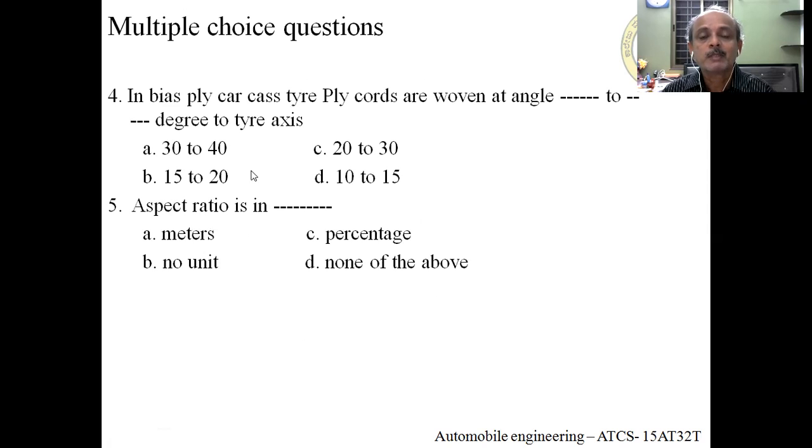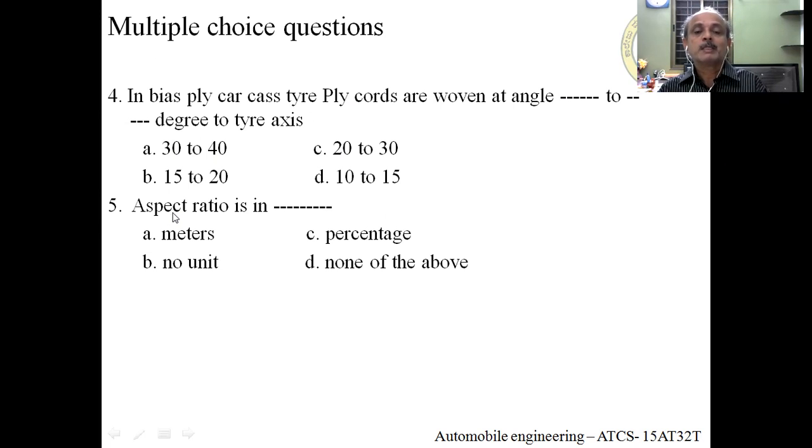So next, we are going for the fourth question. In bias ply carcass tire, ply cords are woven at an angle dash to dash degree to tire axis. The options are A 30 to 40 degree, B 15 to 20 degree, C 20 to 30 degree, D 10 to 15 degree. The answer is the first one, A, 30 to 40 degree. That is the main answer.